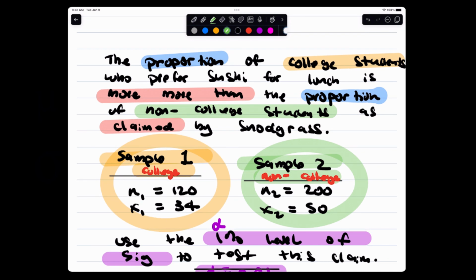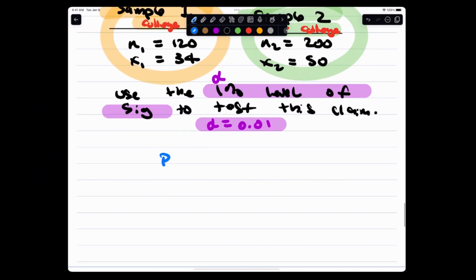Okay, so let's write this stuff down. P1, P2. What does more than mean? Anybody know what's more than? P1 more than P2. How do we describe that? Greater than. Is that true? So what are we going to write down? P1 is greater than P2, and that, folks, is the claim.